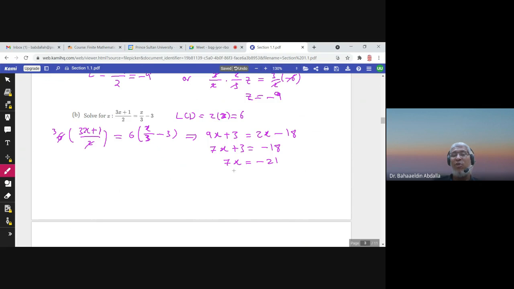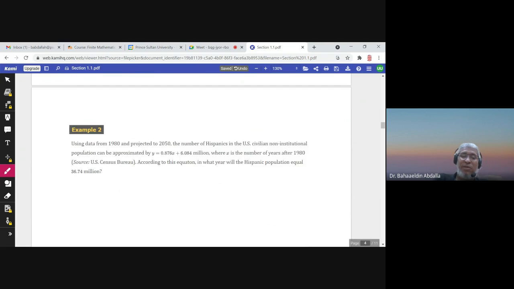I divide both sides by 7, so x would be negative 21 divided by 7, negative 3, and that's the solution. And you can go back to the equation and check that if you replace x by negative 3, you will have a true statement.